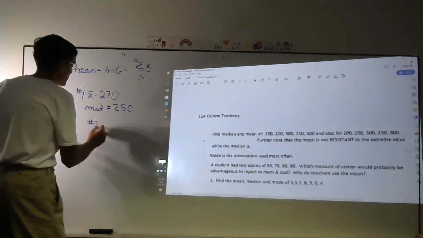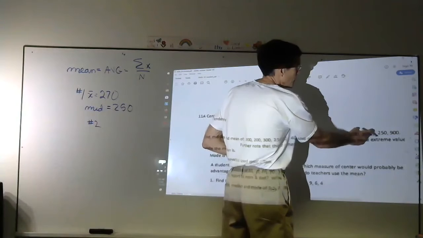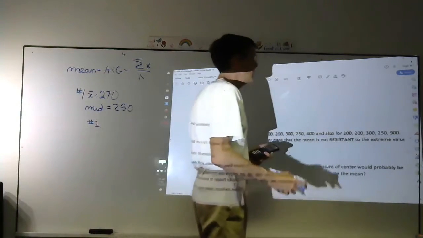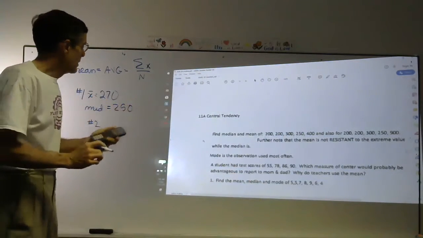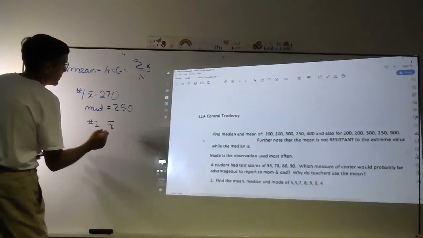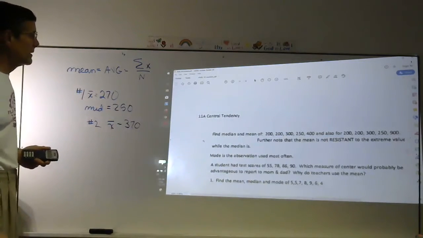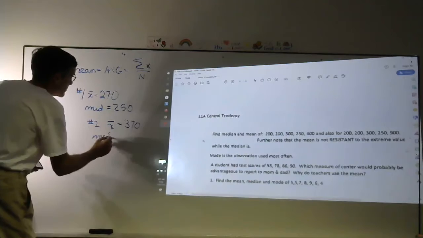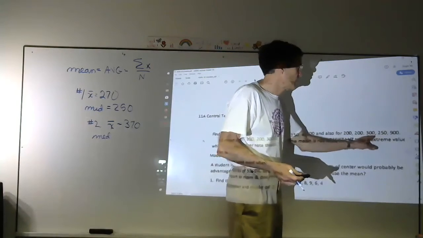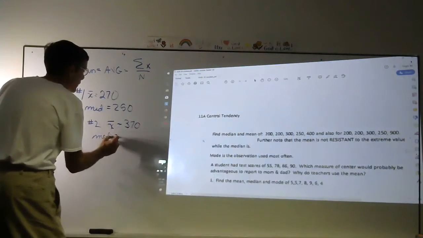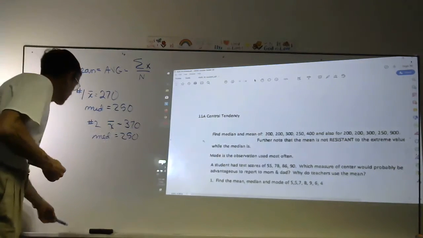Okay? Number 2. If you add these up, 200, 200, 400, 300, 700, 950, and 900 is 1850. 1850 divided by 5, I get 370. So the x bar, or the mean, is 370 for the second set. And the median here, once again, to get these in order, you'd have to interchange these two, and the median is once again 250.